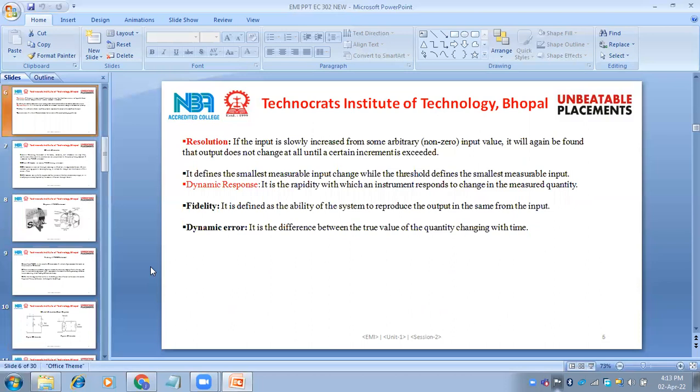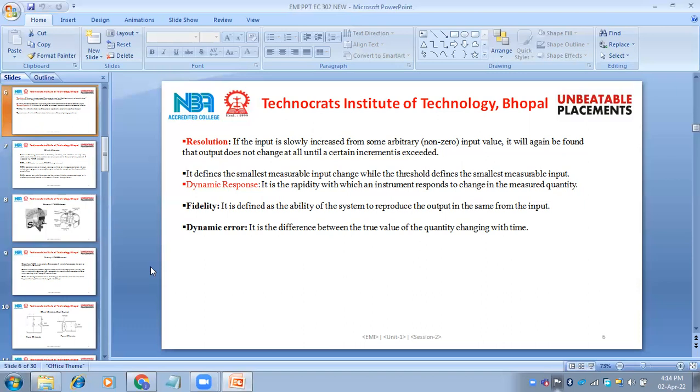Now another one is resolution. In that case, if input is slowly increased from some non-zero input value to a higher value, it will again be found that output does not change until a certain increment is exceeded. That defines the resolution of the instrument. Basically, that represents the threshold value of the instrument.